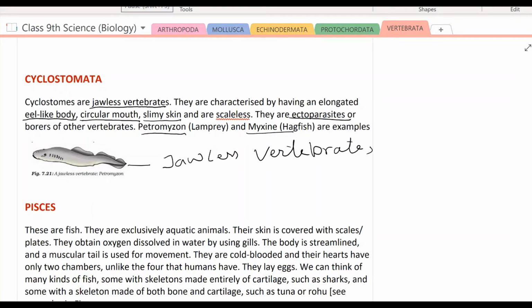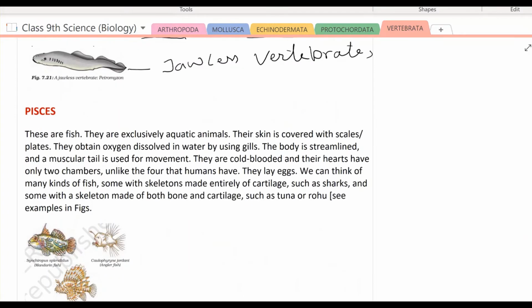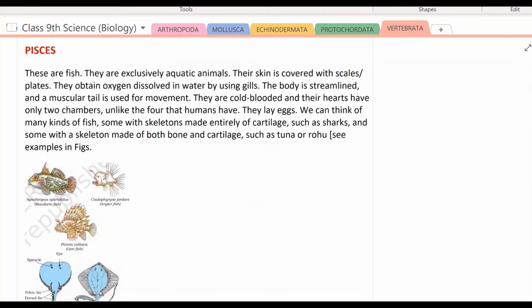We have discussed species. Already we have given you some particular characteristics of species: aquatic, then a two-chambered heart, and the skeleton is made up of cartilage. Clear? So these are some characteristic features of fishes. Examples are given there.